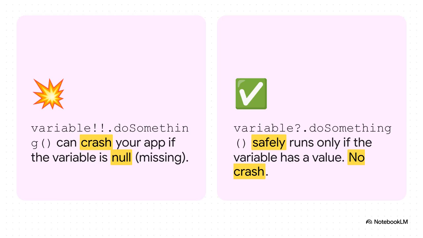Okay, look at these two examples. On the left, you see those two exclamation points? That's you shouting at the computer, "Trust me, I promise there's a value here. Just do the thing." But if you're wrong, your app dies. It's a huge gamble. Now, look at the right. That's the Kotlin way. That little question mark is a safe call. It's like politely asking, "Hey, variable, if you happen to have a value, could you please do this? If not, no worries, just skip it." No drama, no shouting, and most importantly, no crash.